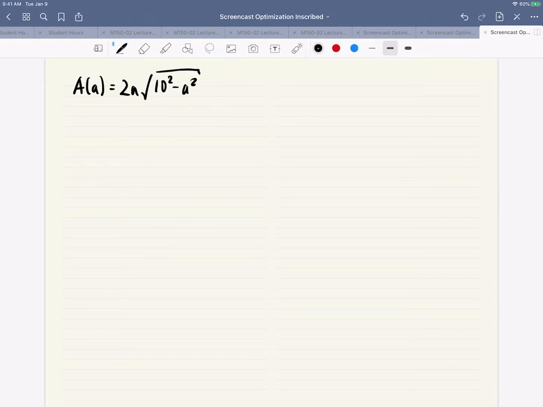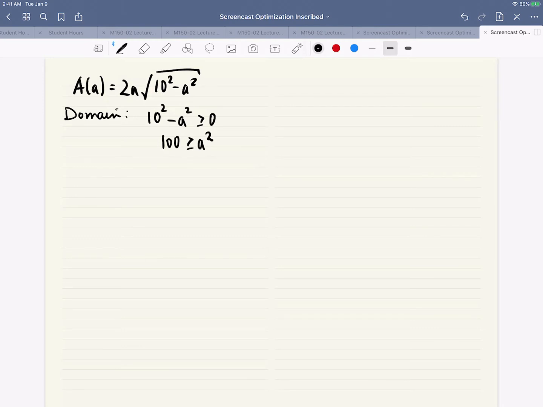So we can ask the question about the domain of this function, this area function. If we look at this from an algebraic perspective, the domain really depends upon what the sign of this is. We don't want the thing under the radical to be a negative number. So we need to constrain 10 squared minus a squared to be greater than or equal to 0. So that's saying 100 is greater than or equal to a squared.